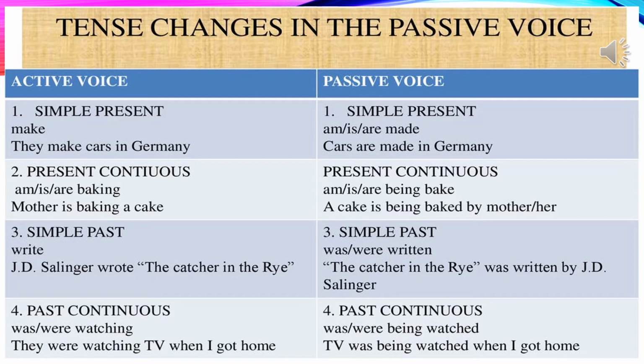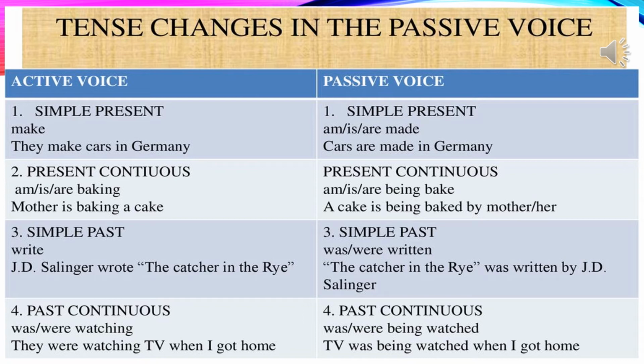See the next tense, simple past tense. Simple past tense, you have the format subject plus V2 plus object. See the example. J.D. Salinger wrote The Catcher in the Rye. So it's a sentence given in simple past tense. How is it changing in passive voice? The Catcher in the Rye was written by J.D. Salinger. Here we are using subject plus was or were plus V3 plus by plus object.